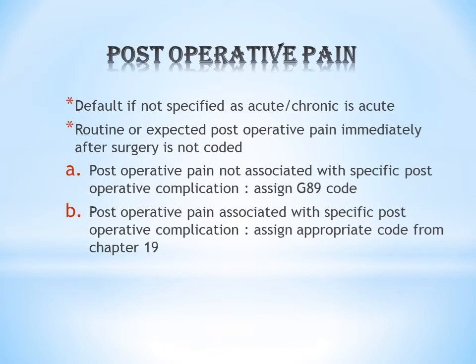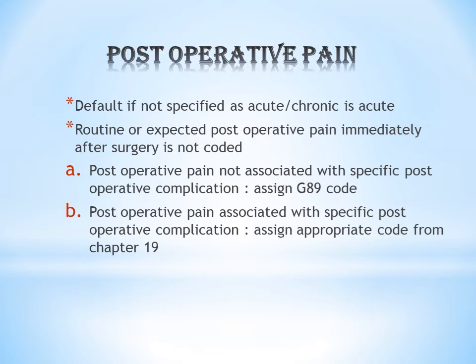The next one is post-operative pain. What is post-operative pain? Post-procedural pain. It is the unexpected pain that the patient has after surgery or a procedure. Default if not specified as acute or chronic is acute. That is, if the documentation does not mention acute postoperative pain or chronic postoperative pain, then you have to take it as acute postoperative pain.